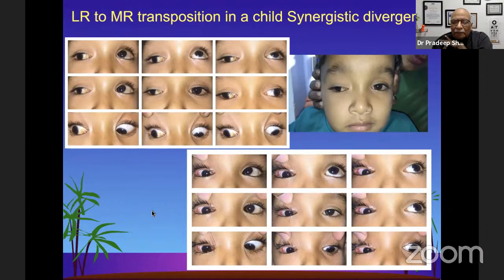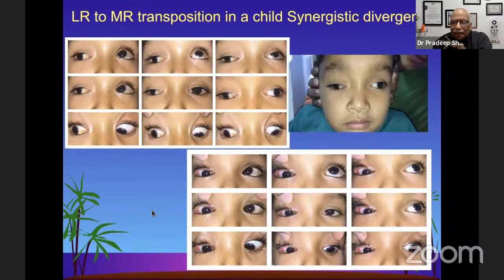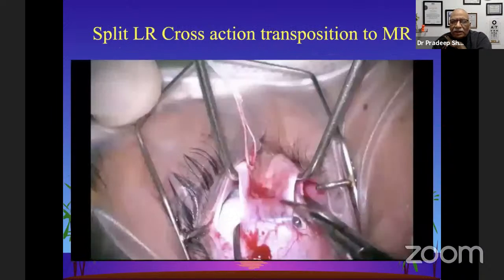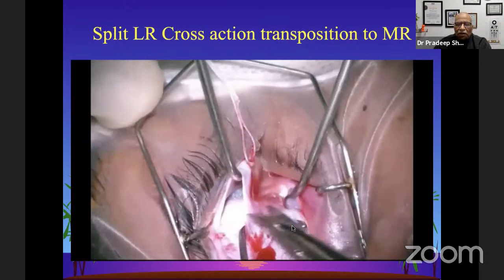And not only the primary position gets corrected, as you can see here, even the adduction will improve after the surgery. This is a synergistic divergence. See here. And after the surgery, he is corrected. So split LR cross-section transposition to the MR is this video which you will see.